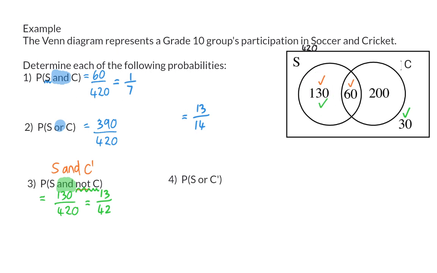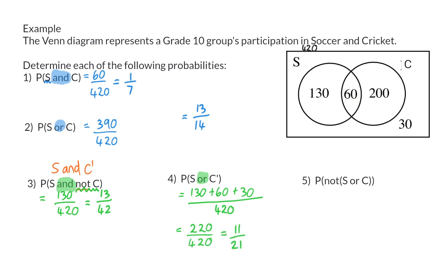Question 4 is the probability of soccer or not cricket. We've already marked these two events in our Venn diagram, and here the question is "or". That means we will take into account all the values that were marked, even if it was only once. This means we'll add up the 130 plus 60 plus 30, and this will give us a total of 220 out of the 420.